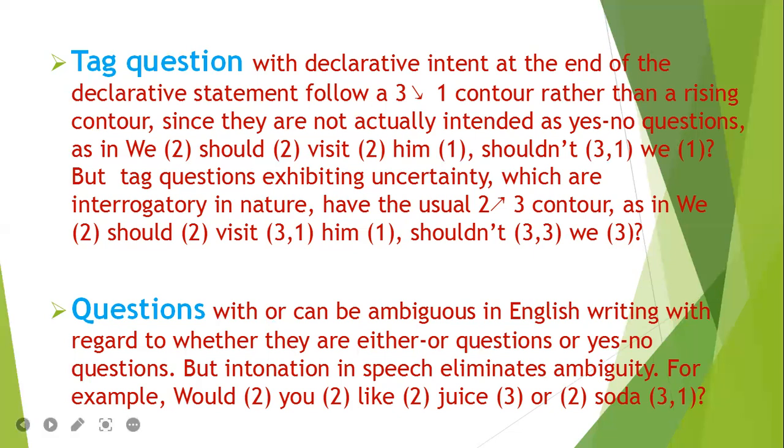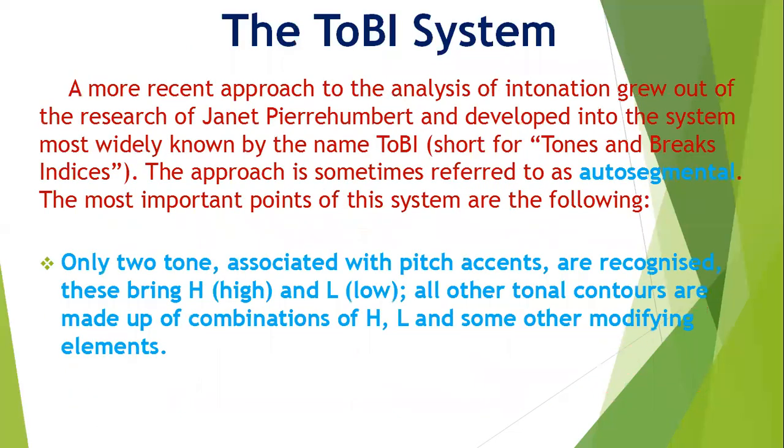So we move on to this one, the ToBI system. ToBI stands for Tones and Break Indices. This is a more recent approach to the analysis of intonation, which grew out of the research of Janet Pierrehumbert and developed into the system most well known by the name ToBI. Again, it is a shortcut for Tones and Break Indices, and the approach is sometimes referred to as autosegmental.